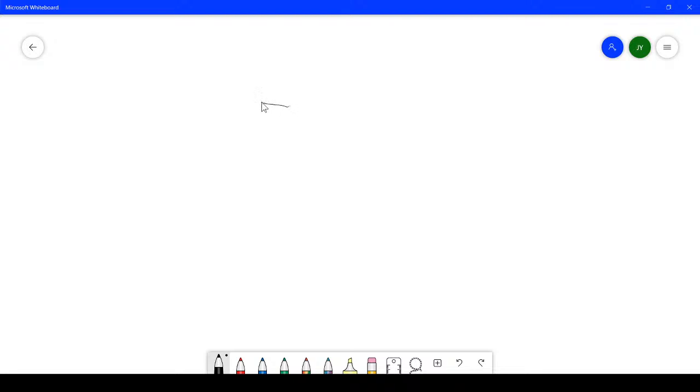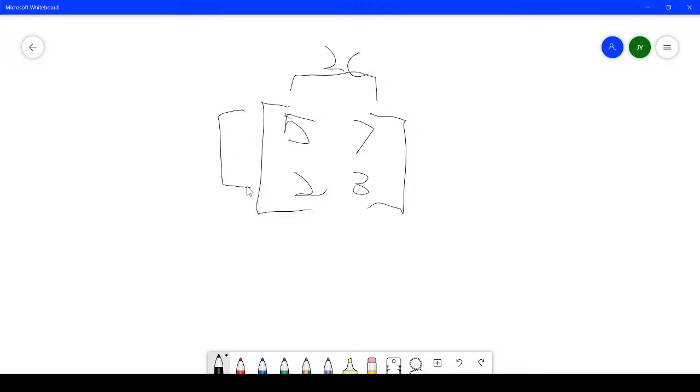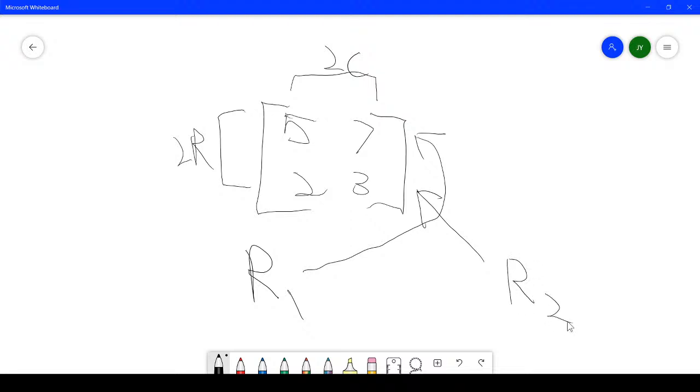Let's look at what parts of a matrix are referred to as. So inside of this matrix, we have, again, two columns and two rows, right? So the first row is referred to as R1, and the second row is referred to as R2.